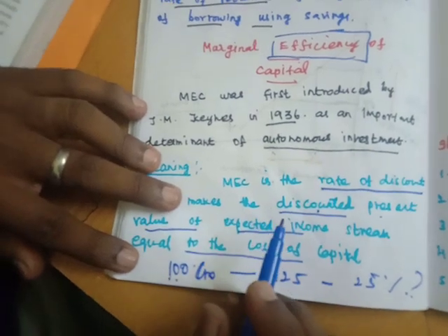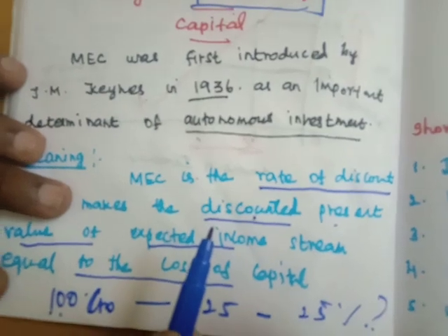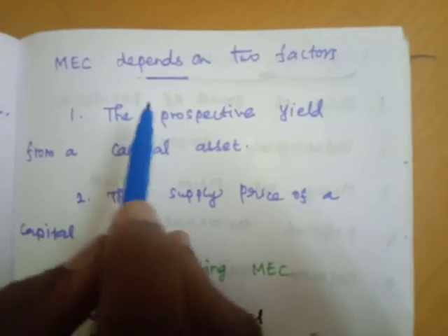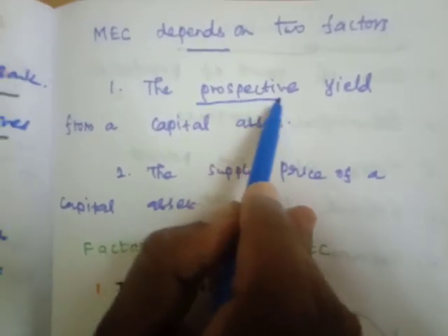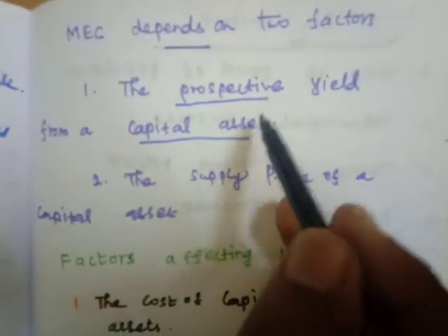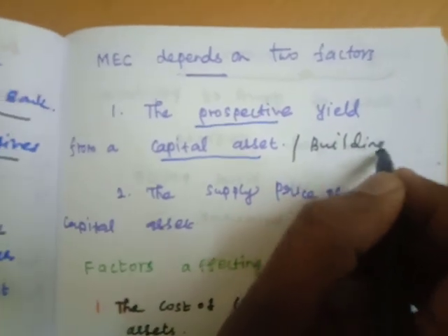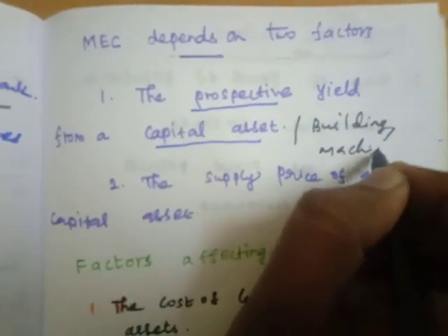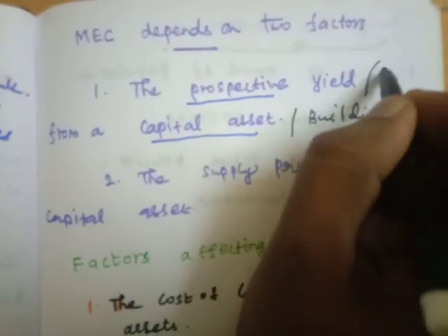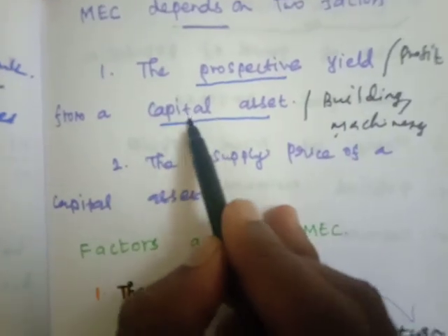Next we will move to the factors on which marginal efficiency depends. The marginal efficiency depends on two factors. One is the prospective yield from the capital asset. What yield do we get from a capital asset like a building or machinery? Here yield means the profit. What profit will we get from the capital asset?